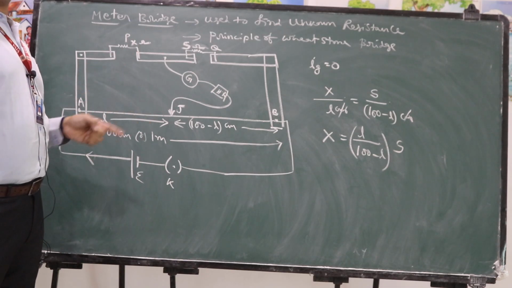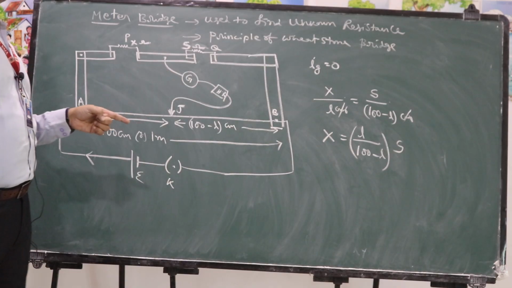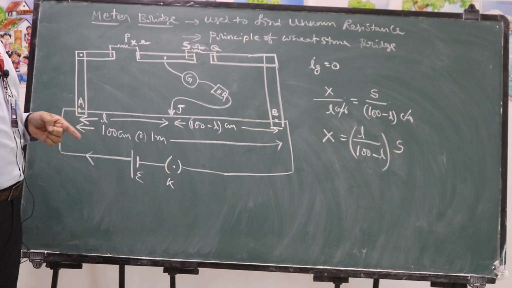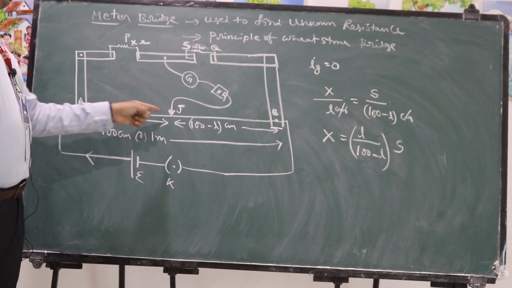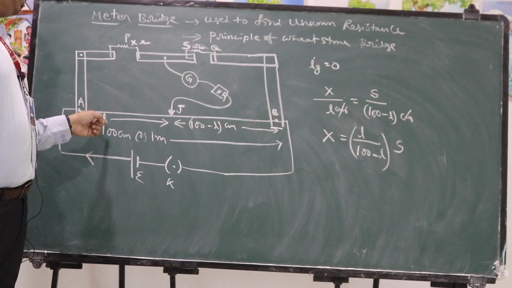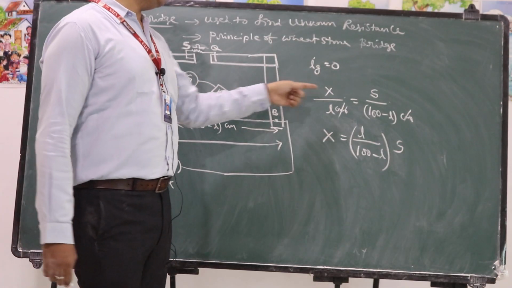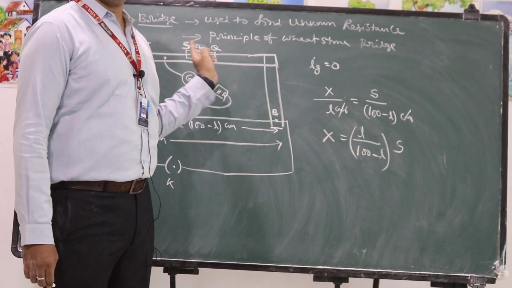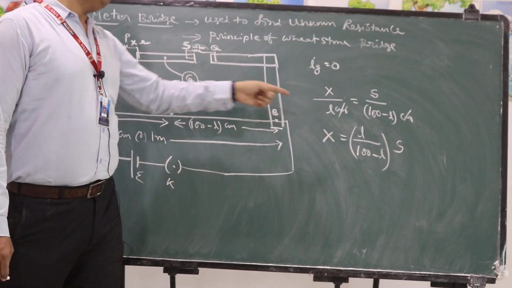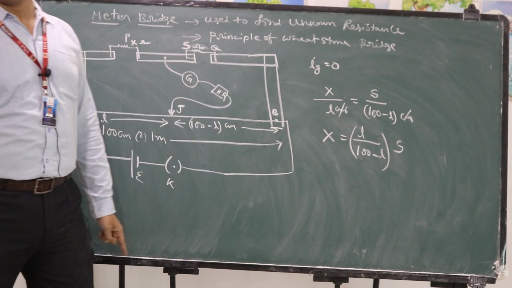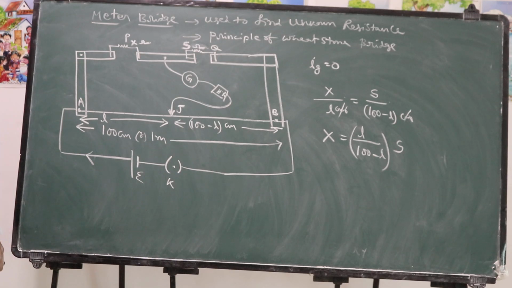By changing the position of the jockey, we will reach a point where the current passing through the galvanometer becomes 0. That means the reading of the galvanometer becomes 0. At such a balancing point, the length from A is L, and the remaining length is 100 minus L. By taking the ratio of resistors on either side of this galvanometer, the high resistance and the jockey wire, we will get the unknown resistance value. Let us see one problem related to this.